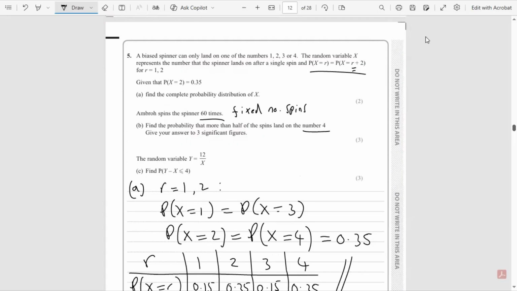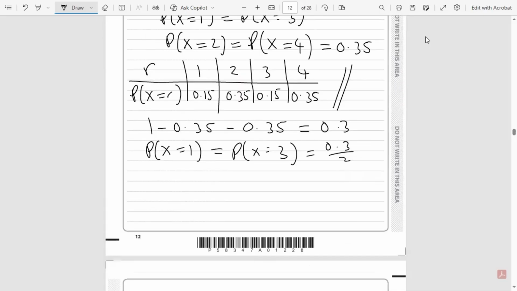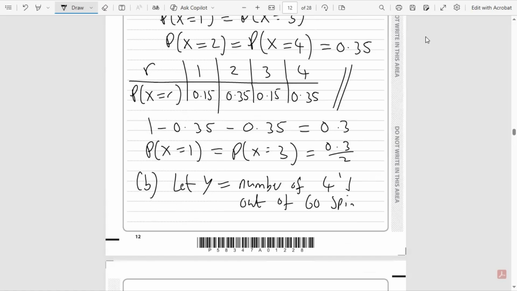This is going to be a binomial distribution. So let's put part B here, and let's say that y is equal to the number of 4s that we land on. For some reason, my pen is lagging a little bit, but oh well, the number of 4s out of 60 spins. So y will be binomial with 60 trials and a success rate of 0.35.